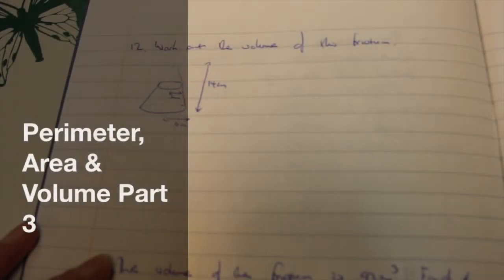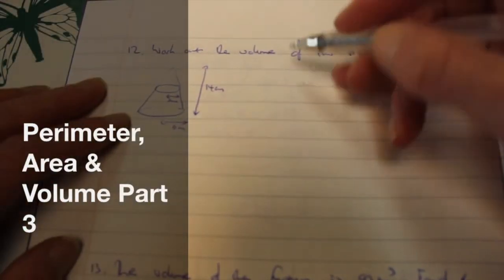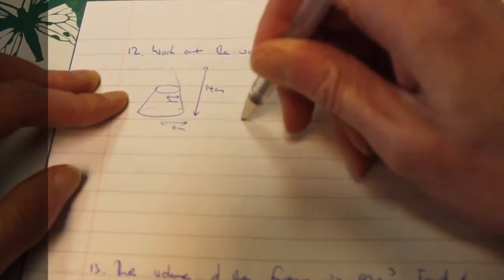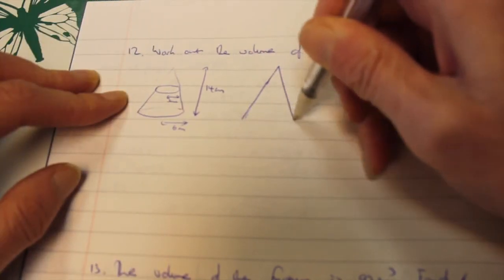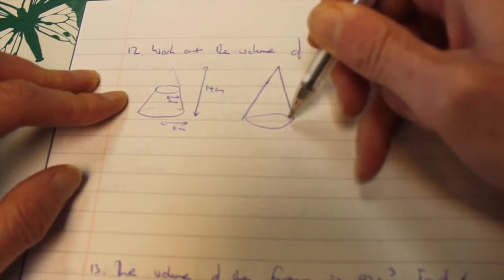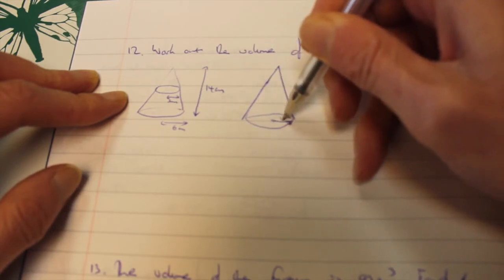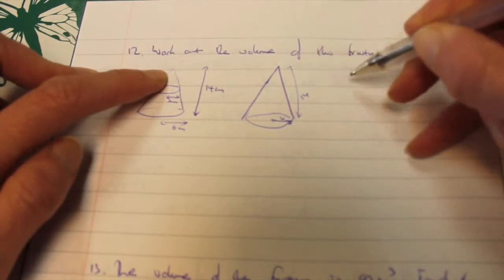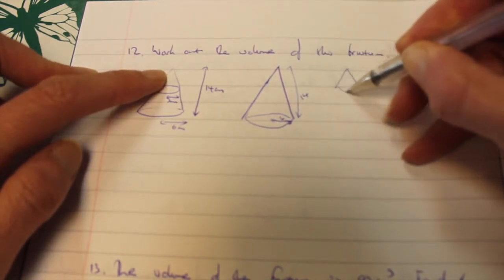I'm going to work out the volume of this frustum. A frustum is basically a big cone, which I like to draw out again so I can see it clearly. It's a big cone there, and this is 6 for the radius and the height is 14. Subtracting a wee cone from the top.